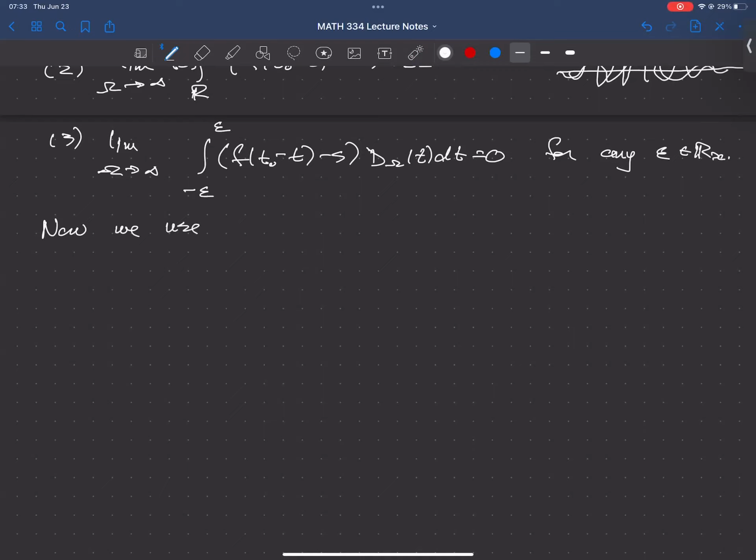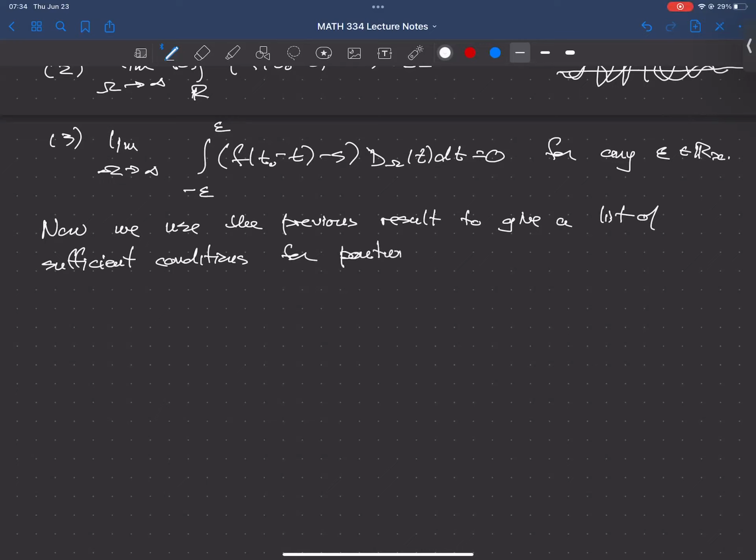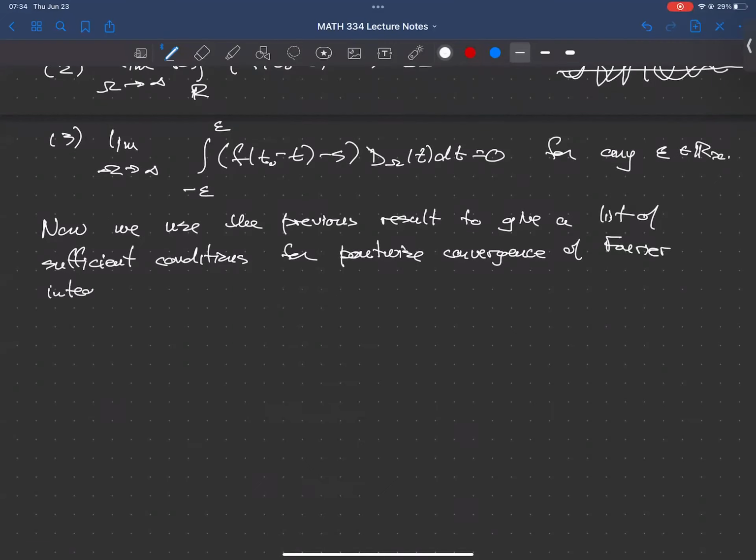So now we use the previous result to give a list of sufficient conditions for pointwise convergence of Fourier integrals. I'm just going to quickly list these. There's Dini's test, because again, you could write them down if you know the results for the Fourier series. They're more or less exactly the same with the obvious modifications.